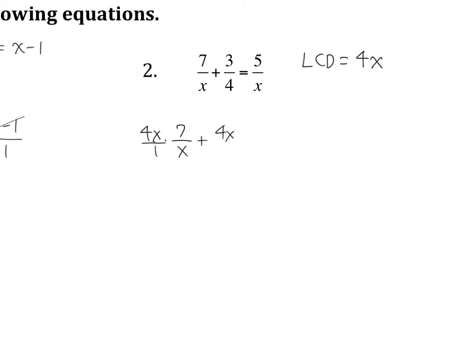Put it over 1. Okay, so now what's going to cancel here? Well, I see I have x and x over here. I see I have 4 and 4, and I see I have x and x over here. So now I'm going to have 4 times 7, which is 28, plus 3 times x, which is going to be 3x, equals then 5 times 4, which is going to be 20.